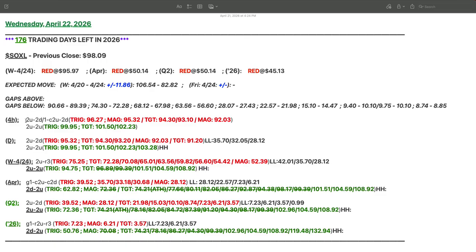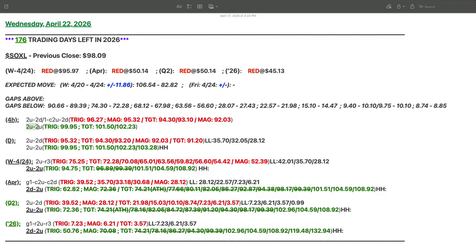On the 4 hour, if we do get some downside action, that'll give us a two up, two down at 96.27. Magnitude of that move is 95.32. That would then trigger a one combo two up, combo two down. Magnitude of that move is down there at 92.03. But again, we've got those levels of support out there. So price could, even if we get that pullback, we could get a bounce or even just sideways action at one of these intermediate levels before actually completing that strat.